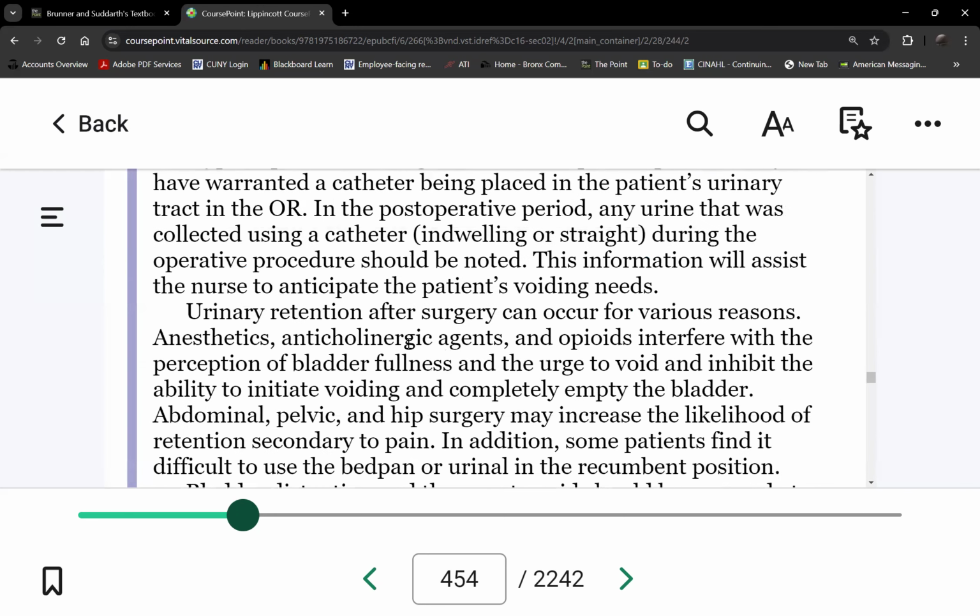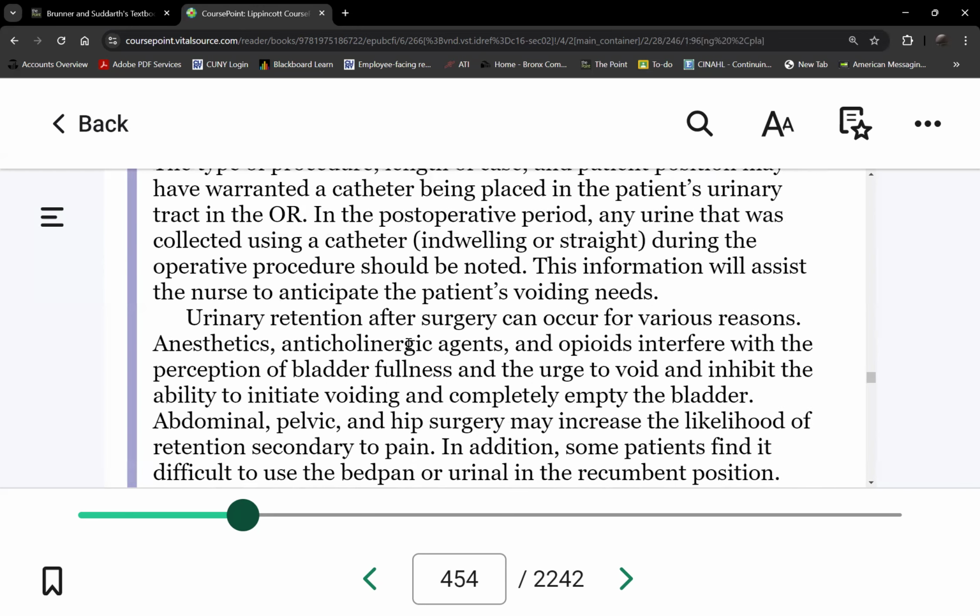So what is your first action? You suspect urinary retention. The patient hasn't voided. So what do you do first? You call the doctor right away? No. You have to assess first. Is the patient not voiding because they're not making urine, or is it because they have urine, but it can't come out of the bladder? So you have to distinguish.